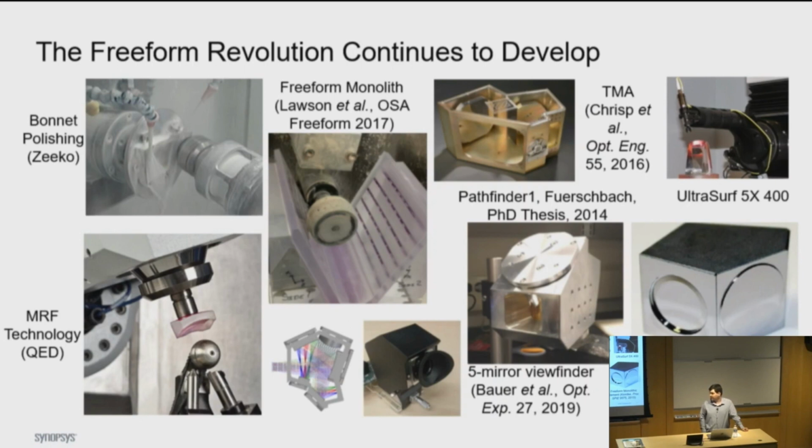On the left-hand side, you can see the bonnet polishing by Zeeko and MRF technology by QED. These sorts of technologies have been used to facilitate the fabrication of freeform imaging systems, some examples of which are included there in the middle. But there are many more out there. And of course, hand in hand with improvements in fabrication technology, we've also seen improvements in metrology technology, because if you can't measure it, you can't really produce it effectively.